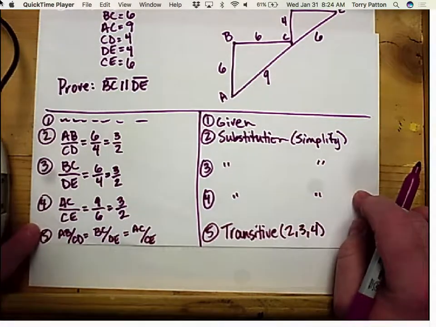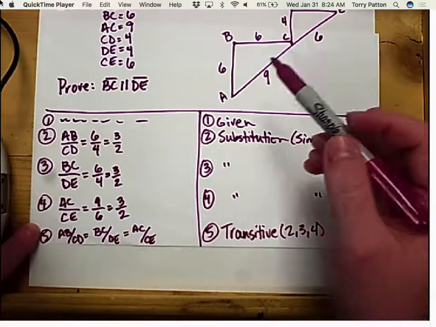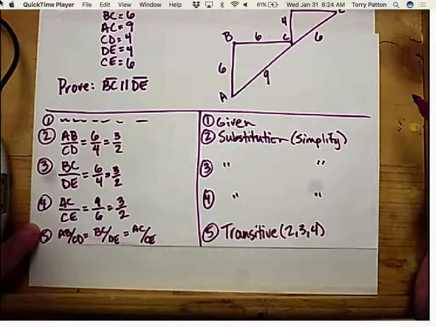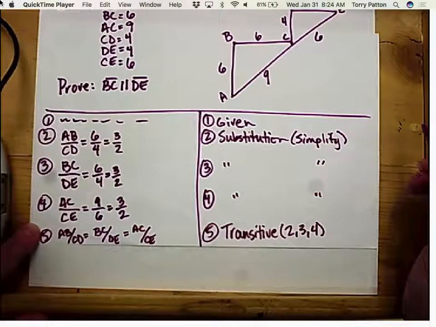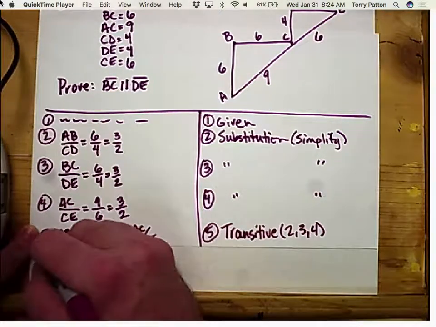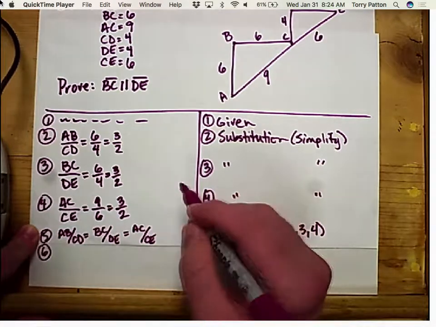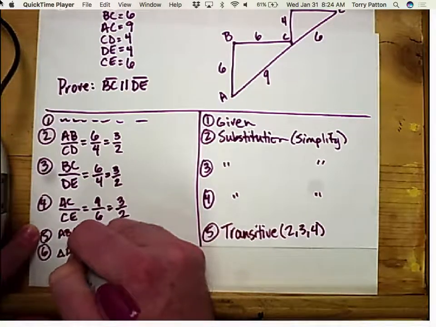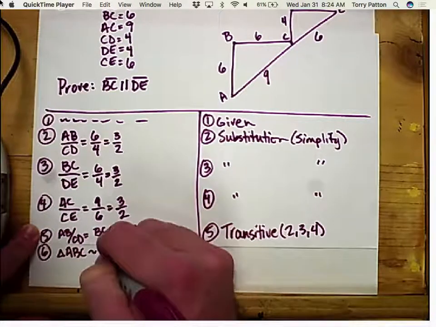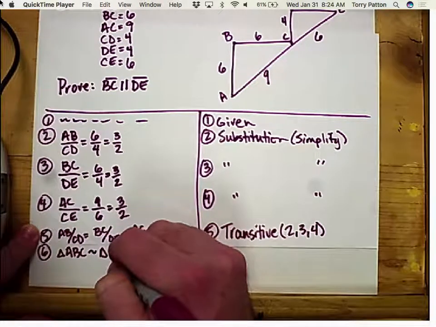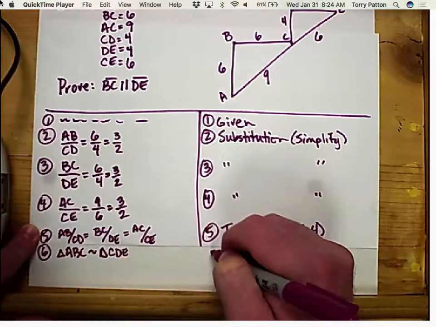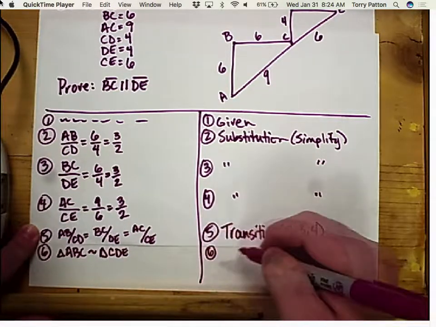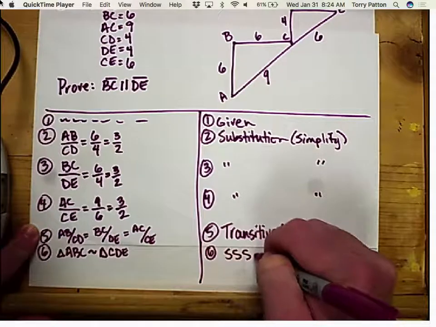Okay, well now, if you've shown all 3 pairs of corresponding sides are the same ratio, then you've shown all 3 pairs of sides are proportional. So, according to the theorem we just learned, we can now say triangle ABC is similar to triangle CDE. And the reason is side, side, side similarity.